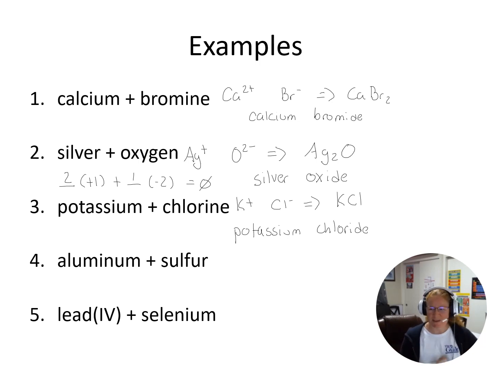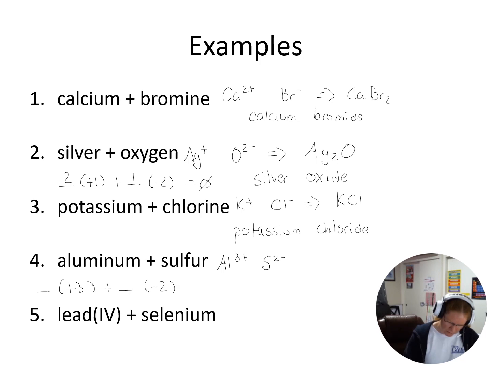Aluminum, group 3A. So we're going to make a +3 ion. Sulfur is like oxygen. It's in group 6A, so we need 2 more electrons. We're going to get that -2. All right, so some number at +3 plus some number at -2 has to equal 0. So we'll get 2 of these and 3 of those. So we'll get Al2S3 for aluminum sulfide.